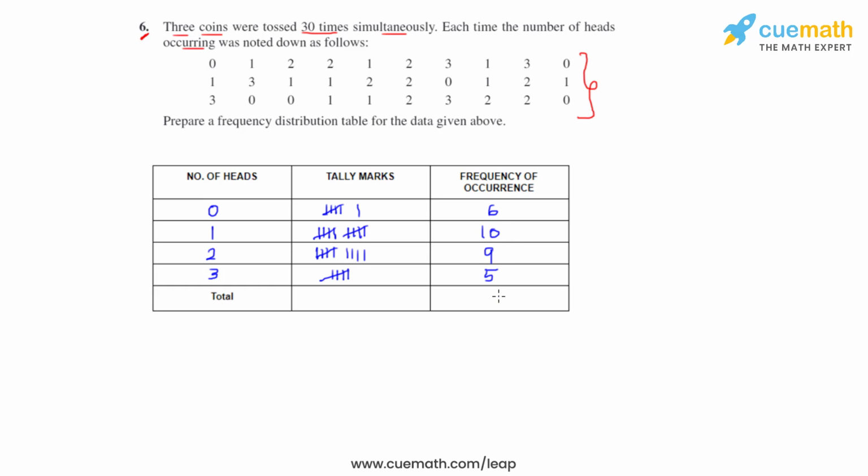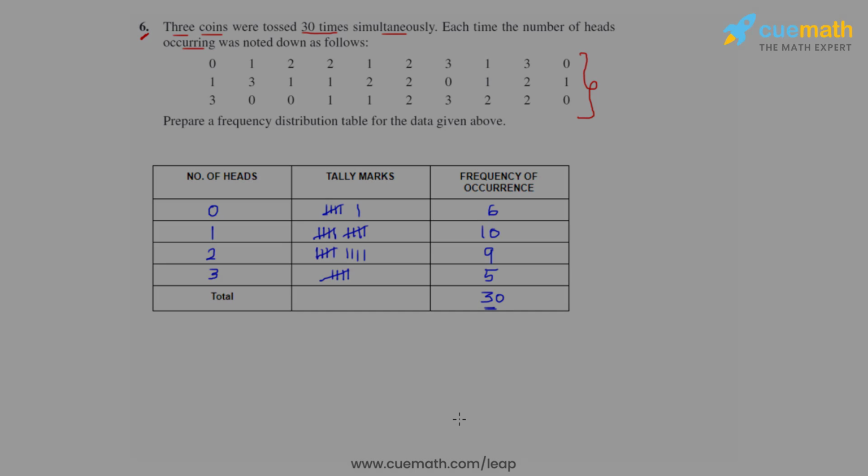If we sum up the frequency of occurrence, we get a total of 30. That tells us that we have not missed any data point, and this is how we prepare a frequency distribution table for the data which was given to us.